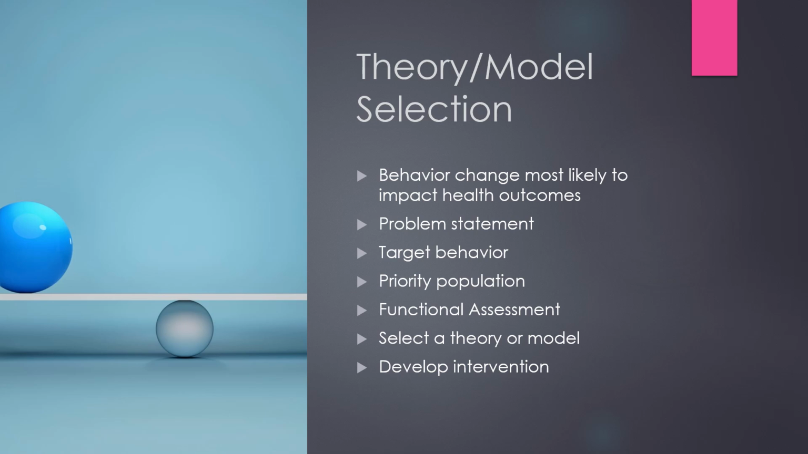This step aims to identify the major reasons why target behavior is not happening, or the major reasons why a problem behavior is happening. After this, we can finally select a theory or model. With a comprehensive understanding of the functions of the target behavior, we can select a model or theory that includes constructs that align most closely with the behavior's functions. After this, then we can develop our intervention.